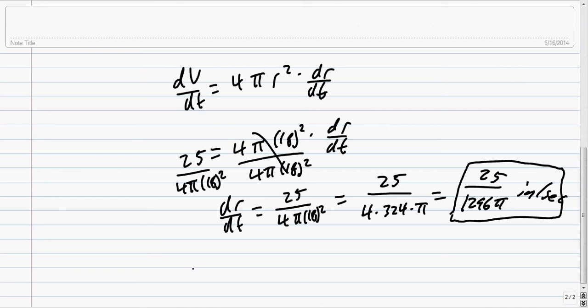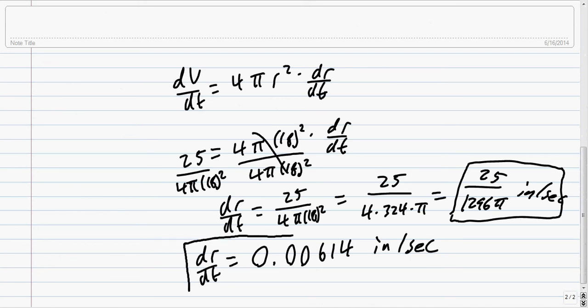Now if you want to plug this number into your calculator, you could get the more basic and accurate form of this, so we can get an accurate answer for this question. So if you plug it into your calculator, you should get something like 0.00614 as your final answer. And there you go. This is how fast the radius of the balloon is changing at 18 inches.